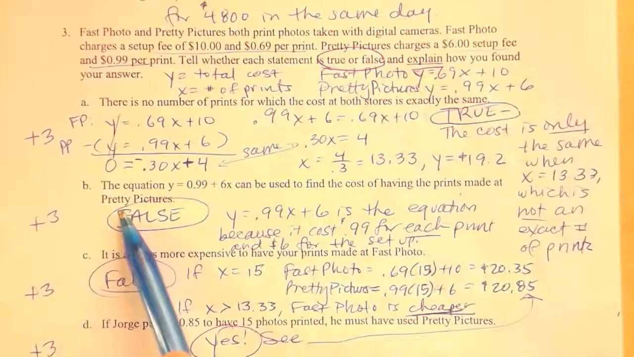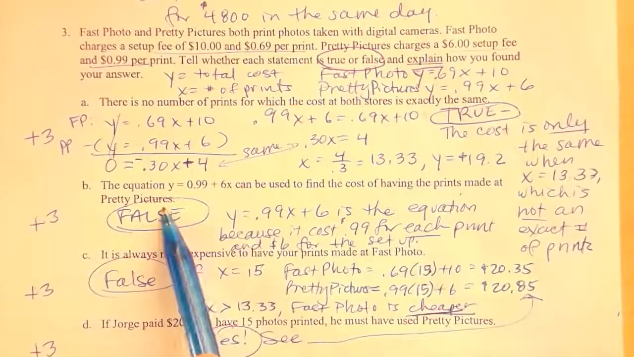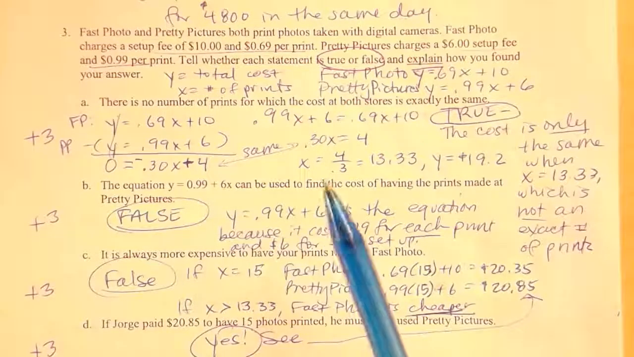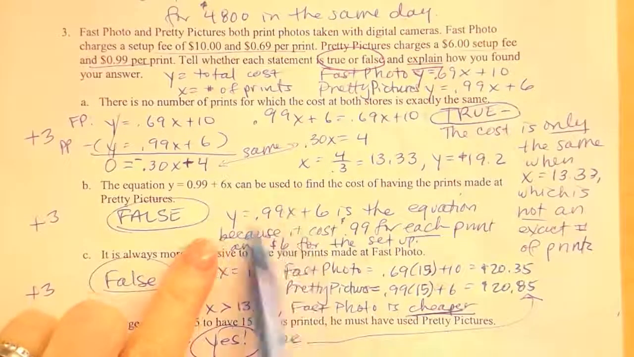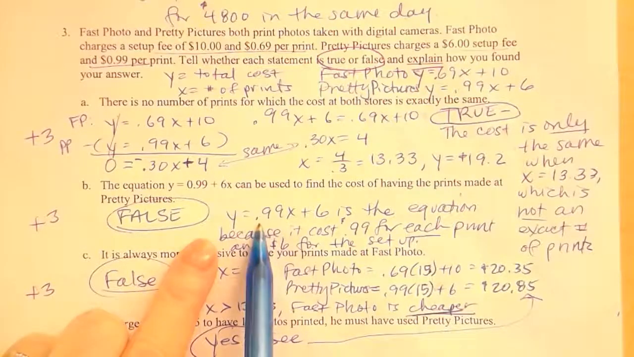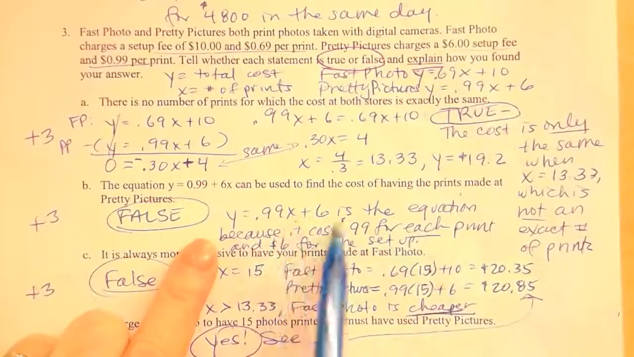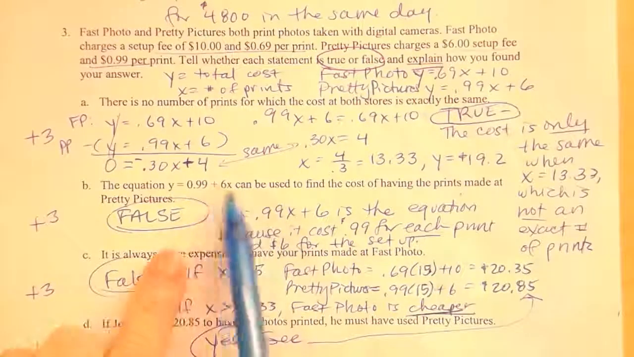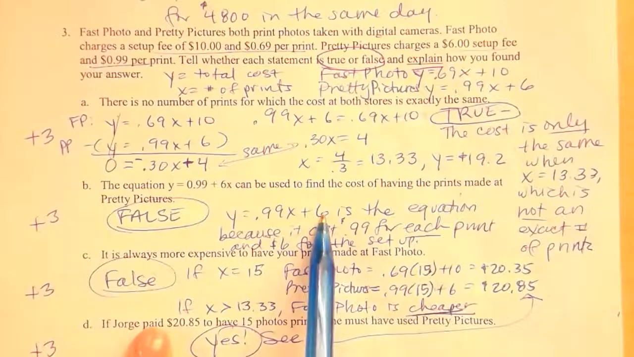In B, they asked us if this equation can be used for Pretty Pictures, and some of you said yes when you actually meant no, when you had the right idea for the equation. This required some close inspection. The equation for Pretty Pictures is actually 0.99x plus 6. They had these numbers reversed, so that should have been false. The fixed cost here is 6.